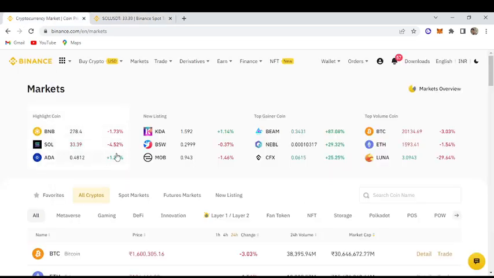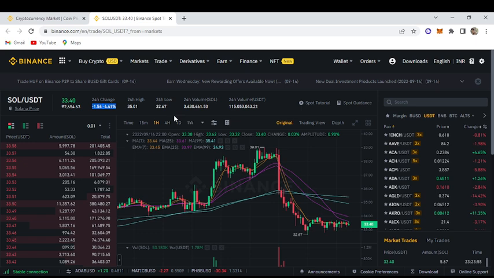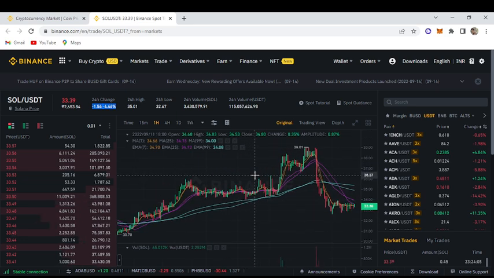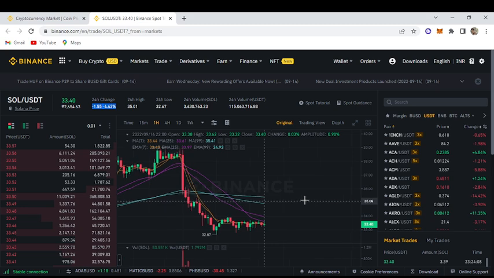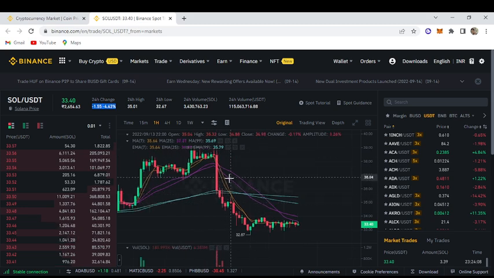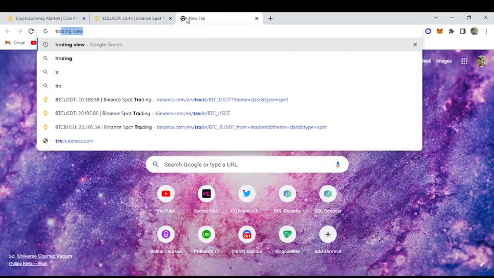Which is around minus 4.52. The 24-hour high was $35, and the 24-hour low was $32.67. That's the volume for 24 hours in USDT and Solana right there. So basically we can see the chart, which doesn't look so good because recently we've been dropping hard after some little pumps. Let's go to our TradingView again.